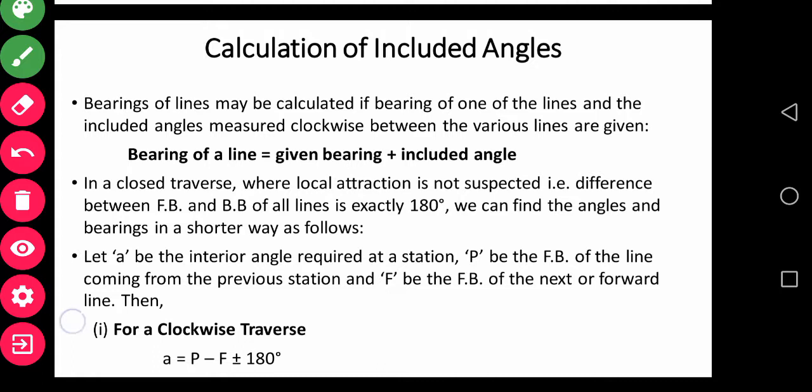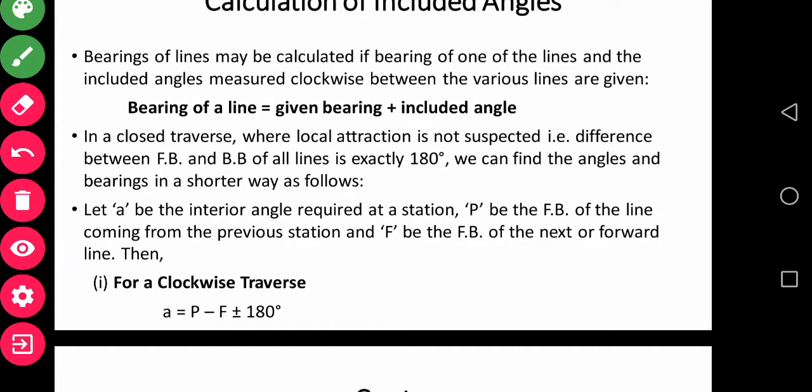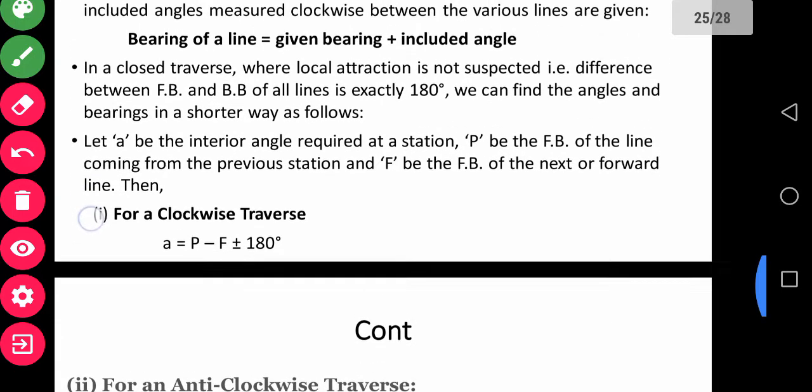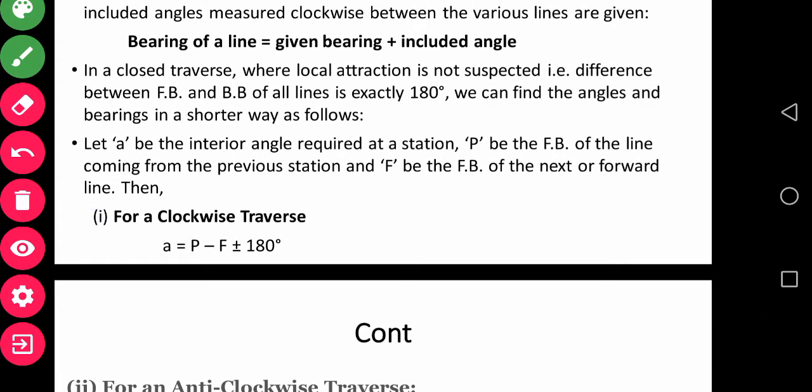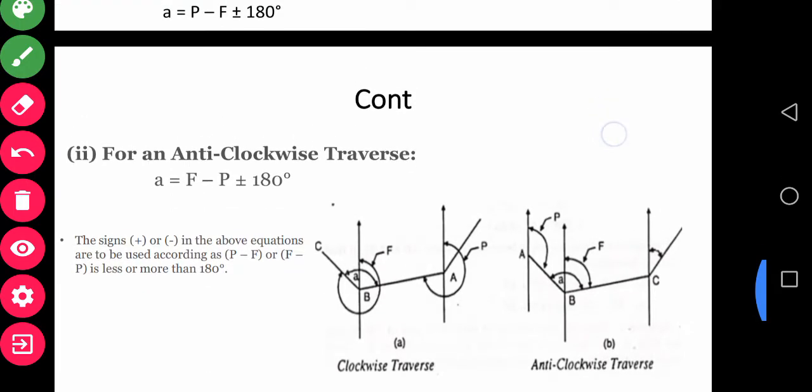So let's assume, for the clockwise traverse, let A be the interior angle required at this station. We are talking about some traverse. So A is the interior angle required at this station. P is the forward bearing of the line coming from the previous station, and F is the forward bearing of the next or forward line. We will see this data in the figure. Like here we can see A, P and F.